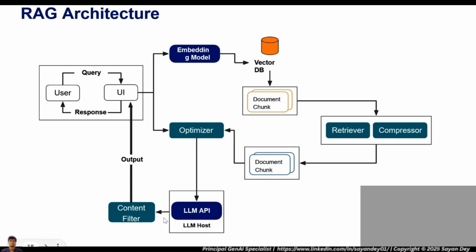Do the API call, get the response, pass it through a content filter. This is guardrails. Guardrails are basically an additional layer of filtering that they are doing. This is that content safety part that we talked about, right? And then give the final output.